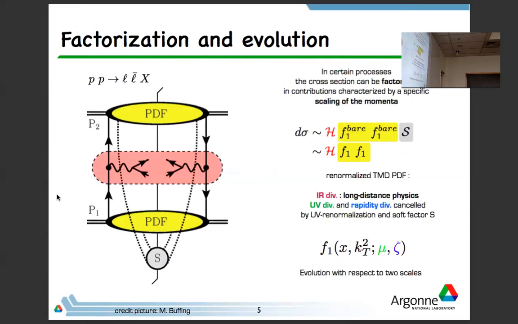So these functions are rather special in a sense because they have three kinds of divergences. The infrared divergences are there, it's the signal of long distance QCD. Then we have two different divergences that we can renormalize, the UV divergences and the light-cone divergences. The renormalization procedure for these two types of divergences gives rise to two additional scales in the TMD PDFs. So renormalizing the UV divergences, you get the mu dependence, and renormalizing light-cone divergences, you get the zeta dependence in the TMD PDF.